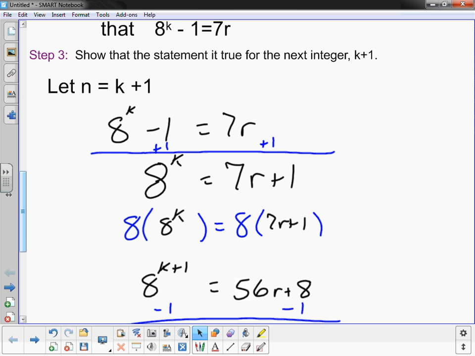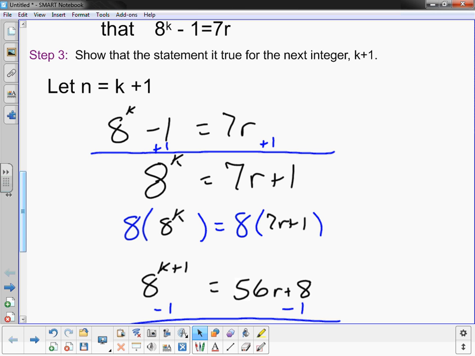Now I'm going to go ahead and multiply both sides of that equation by 8. As long as I do it to both sides, I'm okay. So I'm multiplying both sides of the equation by 8. Well, 8 times 8 to the k power, a rule is we just add those exponents. So I have 8 to the k plus 1 power equals, well, I'm going to distribute it on the other side. So 8 times the quantity 7r plus 1 is going to be 8 times 7, which is 56, r plus 8 times 1, which is 8.